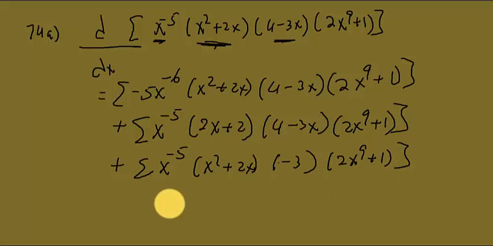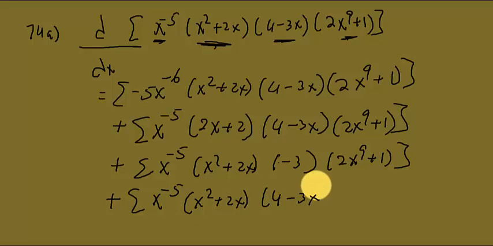Plus. Now I'm going to finally take the derivative of the last one and leave everything else alone. X to the negative 5 times x squared plus 2x times 4 minus 3x, and when I take the derivative of the last one, we'll get 18x to the 8th, and that's done. So we just keep taking the derivative of each one, leave the other ones alone, and that is the derivative. If you want to simplify, you can. I strongly suggest you leave it alone before you make any mistakes.